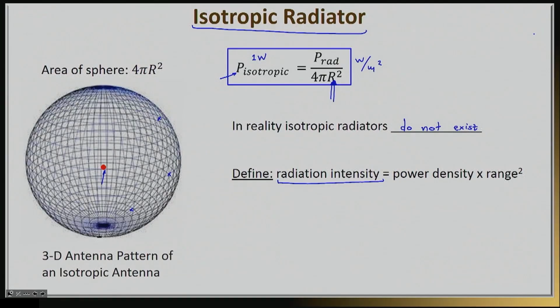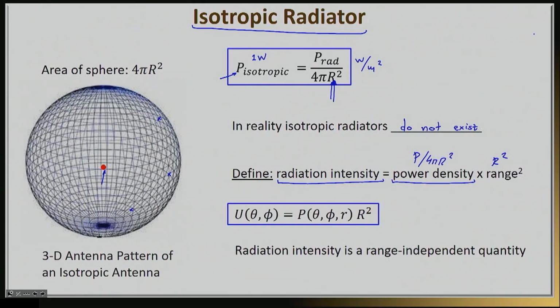So we will basically take the power density that you see here, which is the power over 4 pi r square, and multiply that with the range square. So essentially we make radiation intensity a range-independent quantity. In other words, the mathematical definition of radiation intensity is simply radiation density, watts per square meter, times square meter.